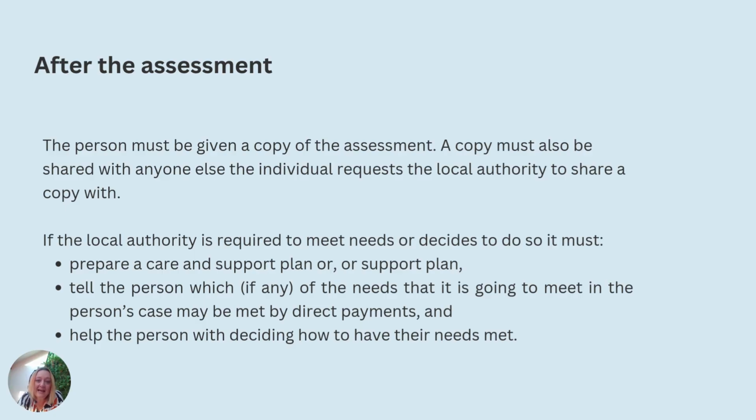If the person has eligible needs, so that's 2 or more of the outcomes that they can't achieve, then 3 things have to happen. One is that the local authority has to prepare a care and support plan, if the person wants. They have to tell the person what needs they're going to meet, and if any of those needs can be met by direct payments.